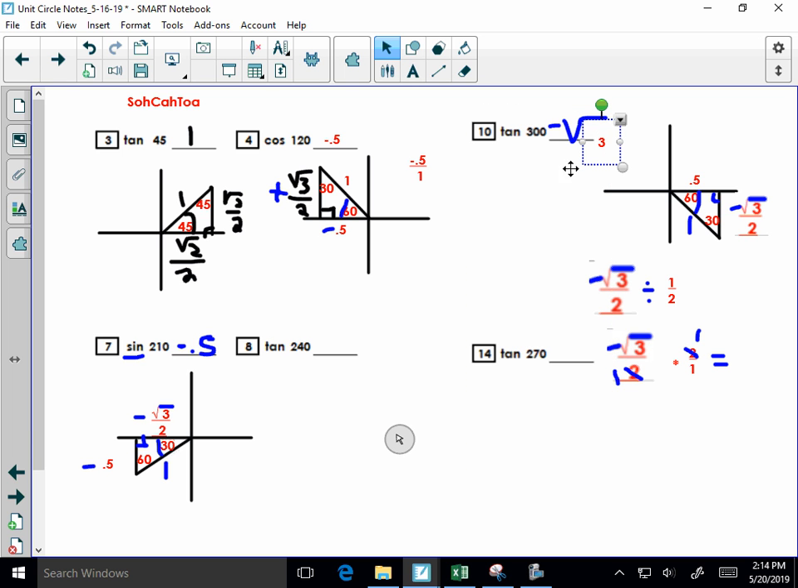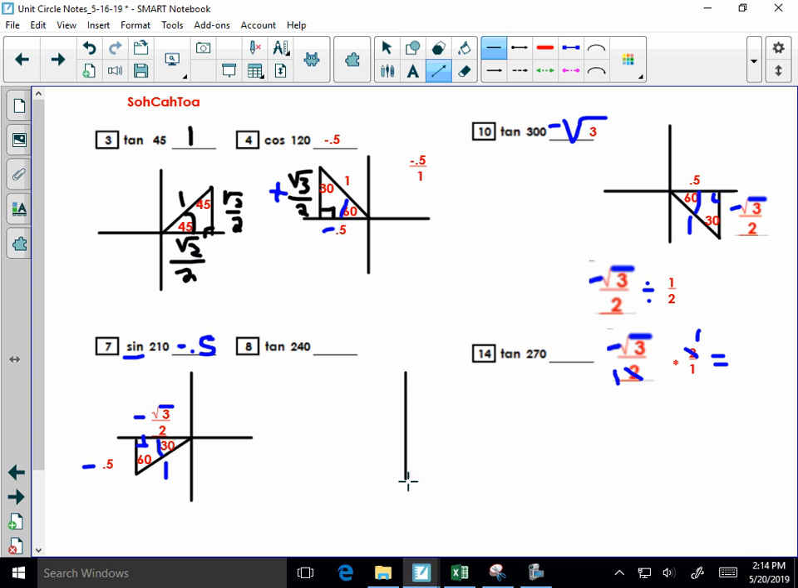So I would need to then also type in negative square root of 3, and that would give me the same answer, the same decimal answer as the tangent of 300 would on my calculator. And that way you can guarantee you're right. All right, tangent 240. 240 is also in quadrant 3.